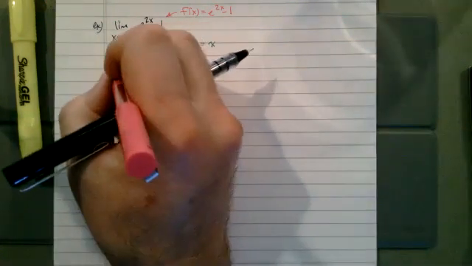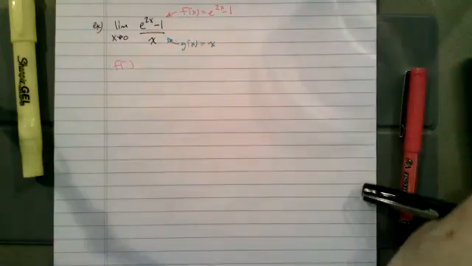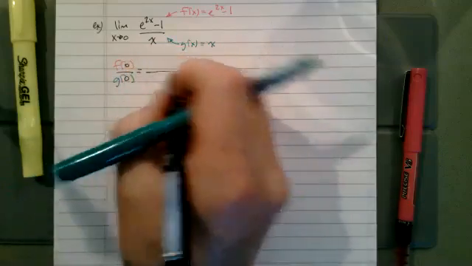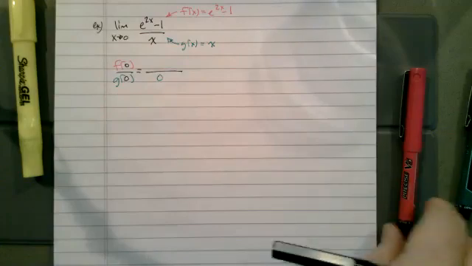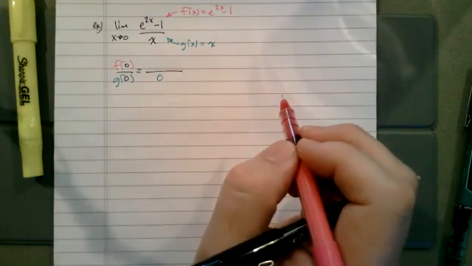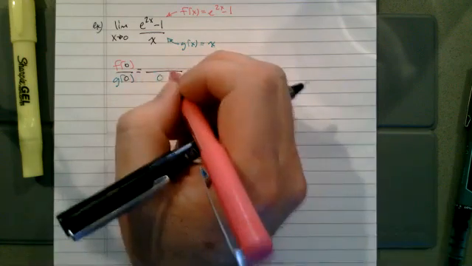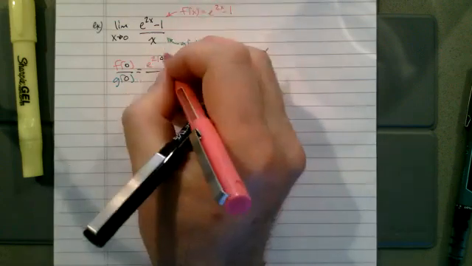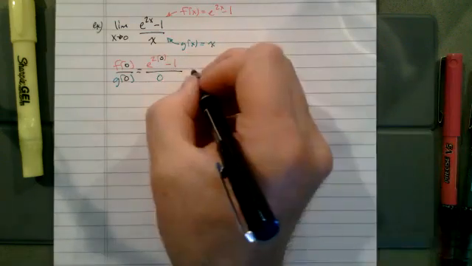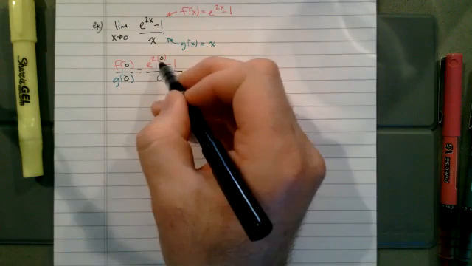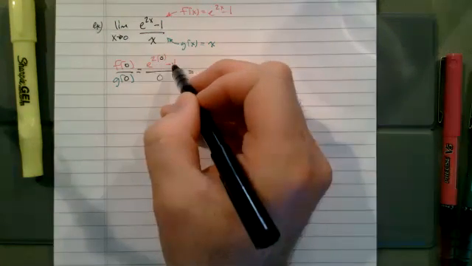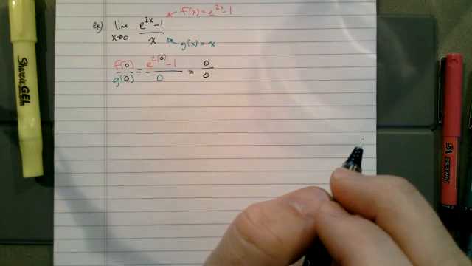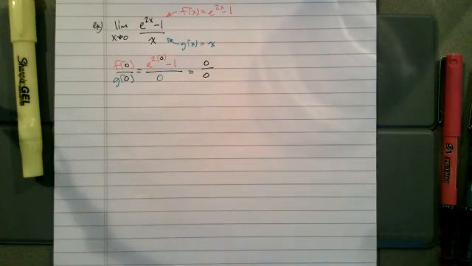So f of 0 over g of 0, we get a 0 in the denominator. That's not always bad if the numerator is some finite value. Then we can say this is going towards infinity. But unfortunately for our heroes, we have e to the 2 times 0 minus 1. So f of 0 over g of 0, e to the 0 is 1, 1 minus 1 is 0. So we have this 0 over 0. We can't just plug in to evaluate this limit.